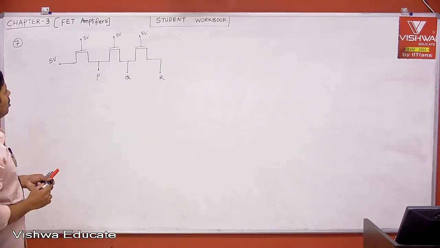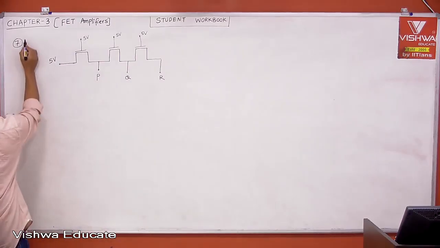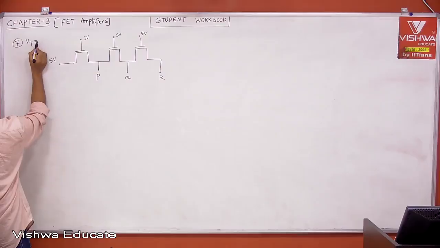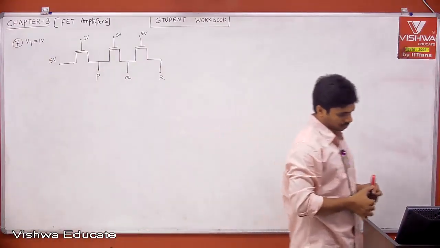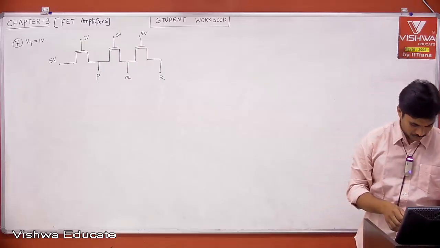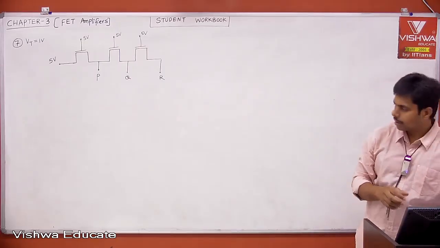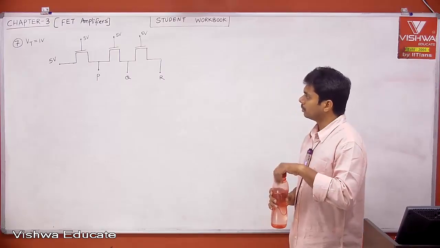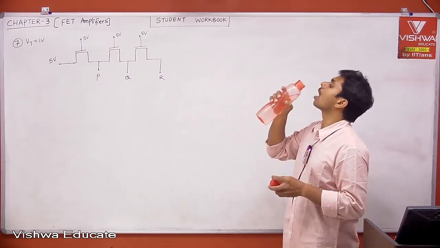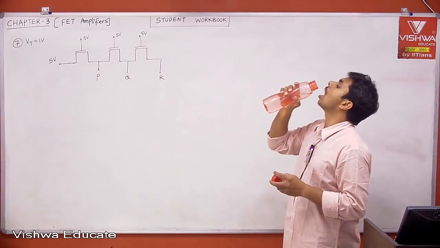Now, all are NMOS and all have a threshold voltage of 1 volt. There is no body effect. This threshold voltage is independent of the bulk voltage, sorry, the source to bulk voltage.